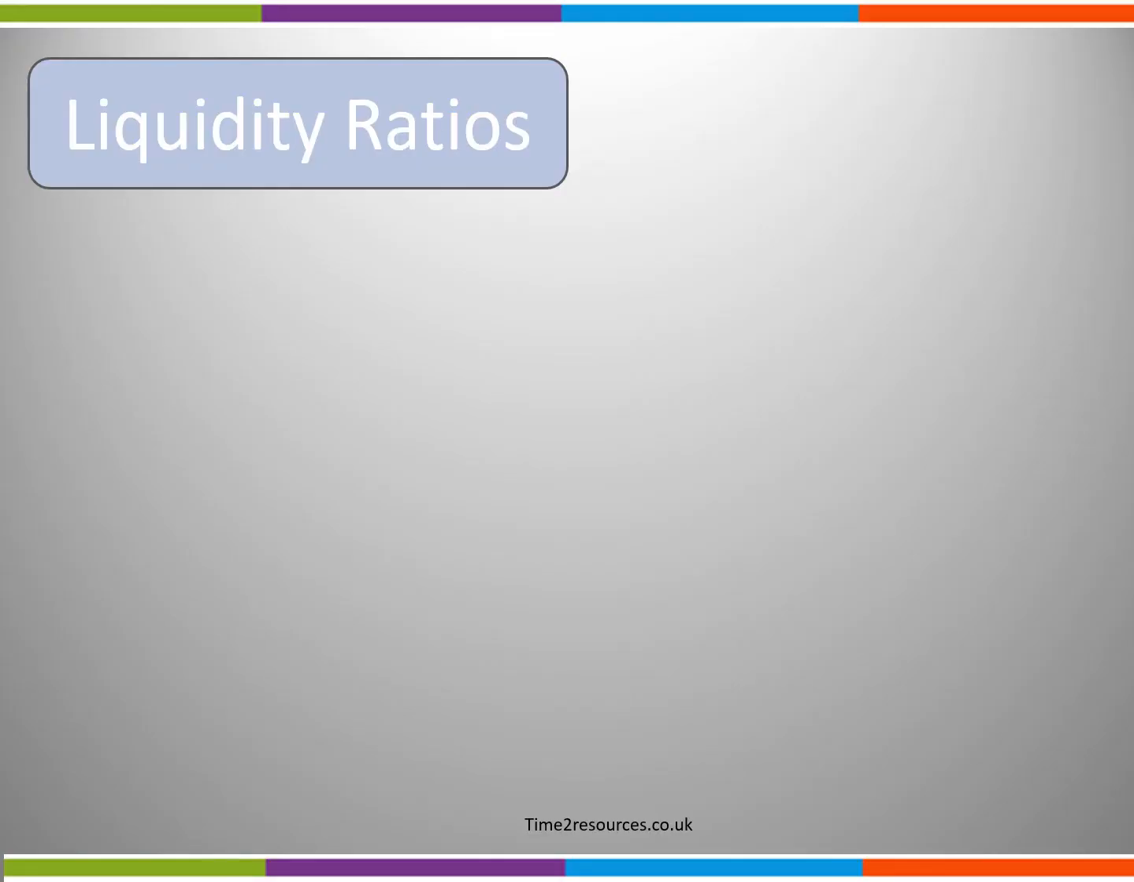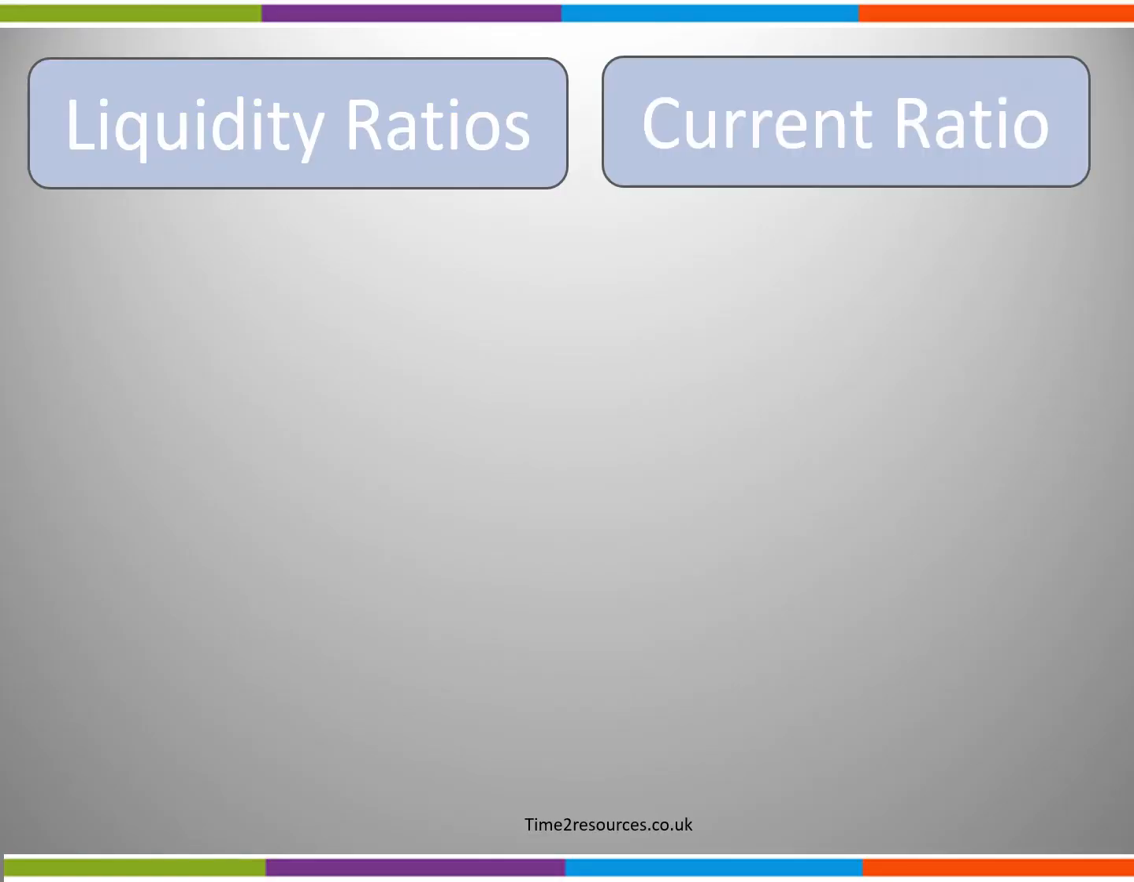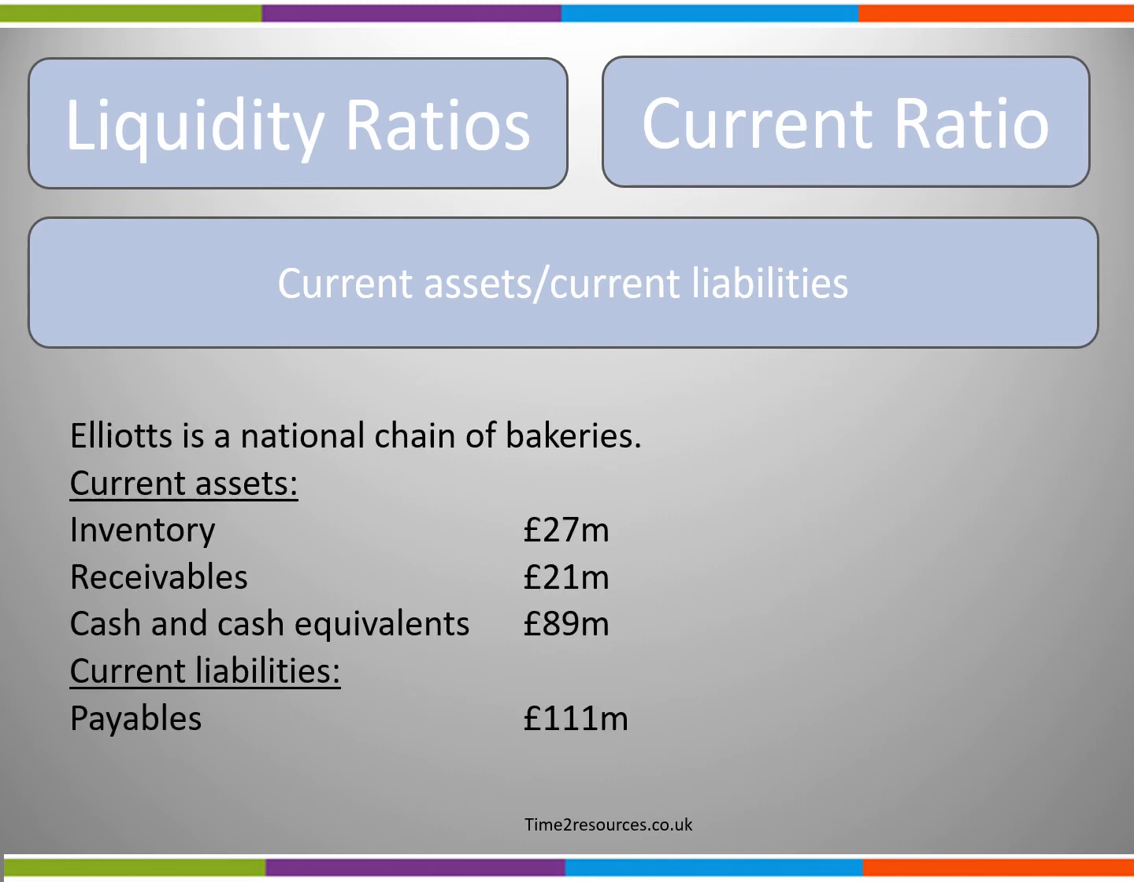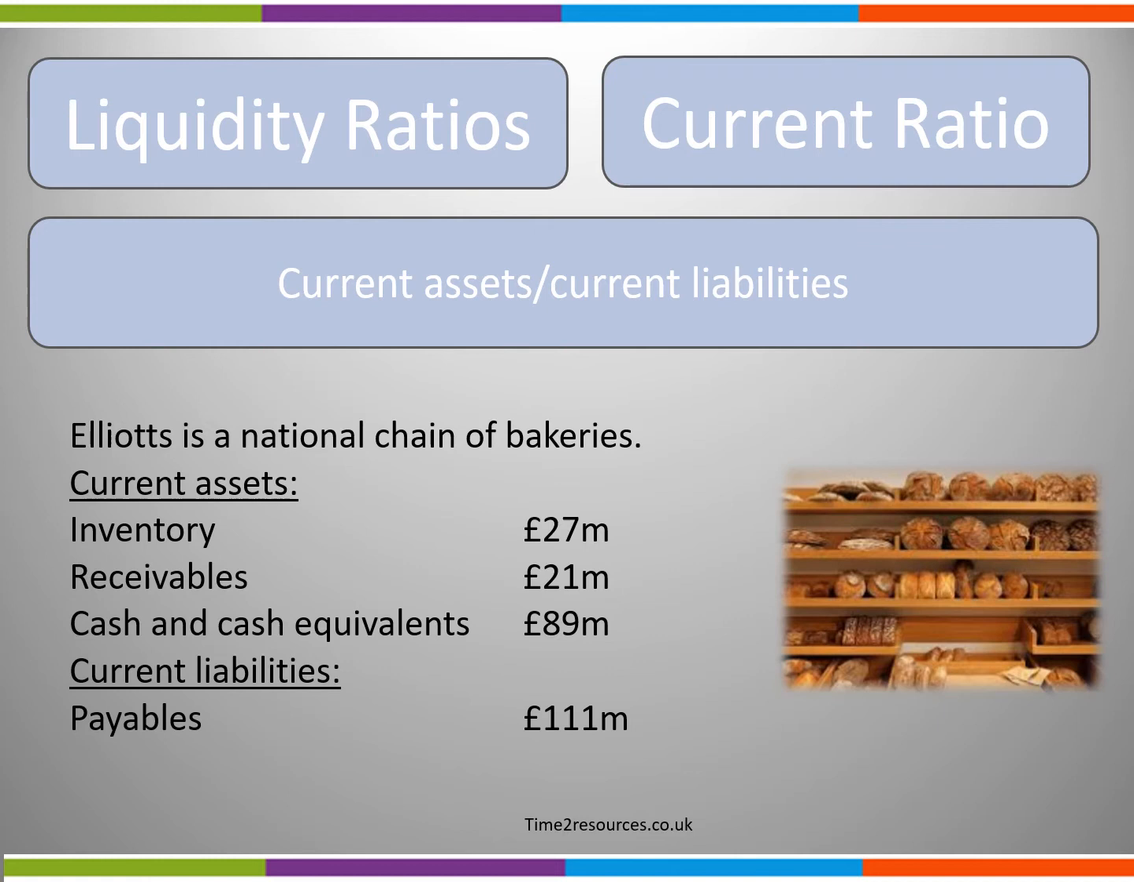Businesses use liquidity ratios. One liquidity ratio is the current ratio. This is calculated using the formula current assets divided by current liabilities. Let's have a look at a numerical example. Elliott's is a national chain of bakeries. You can see here their current assets and their current liabilities. Why not pause the video whilst you try to calculate their current ratio?